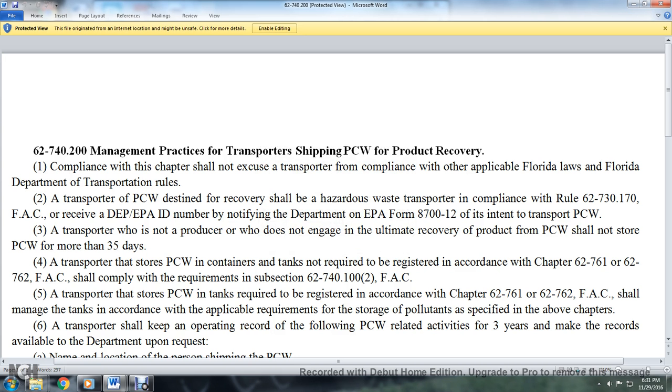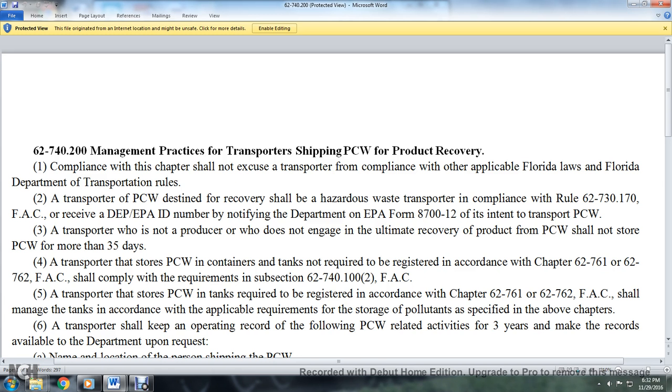Alright, 62-740.200, Management practices for the transportation and shipping of petroleum contact water and the product recovered. Compliance with this chapter shall not exempt the transporter from compliance with other applicable Florida laws or federal Department of Transportation rules. The transportation of petroleum contact water designated for recovery shall be by a hazardous waste transporter compliant with Rules 62-730.170, Florida Administrative Code, or receive a DEP EPA ID number by notifying the Department and the Environmental Protection Agency on form 8700-12 of the intent to transport the petroleum contact water.